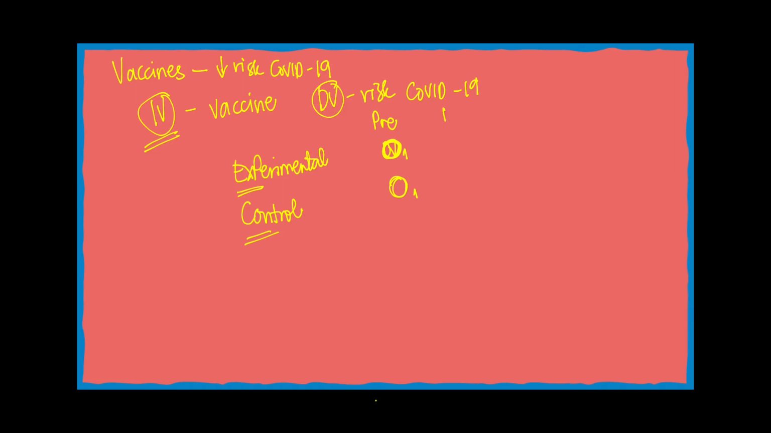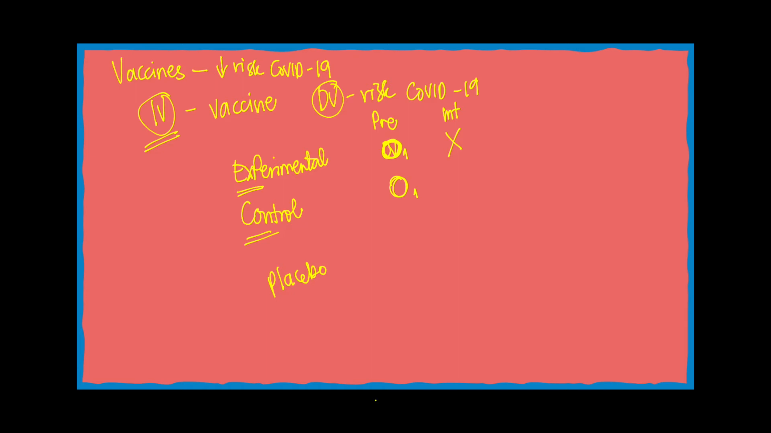Then you have the intervention phase. For the intervention phase, who will receive the vaccination? It will be the experimental group, and that will be represented by X. The control group will not be exposed to the vaccine. Instead, they will be exposed to what we call a placebo. When we say placebo, in medical terms, it means that the content of the syringe or the medication is just water, or saline water.